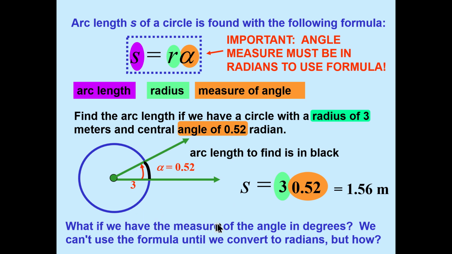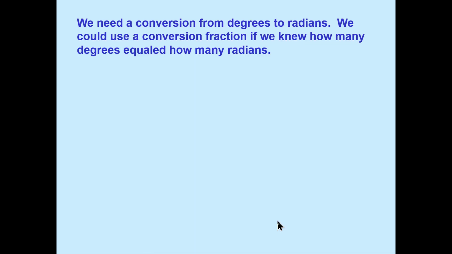But what if we have the measure of the angle in degrees? We can't use the formula until we convert to radians, but how? We need a conversion from degrees to radians. We could use a conversion fraction if we knew how many degrees equaled how many radians.